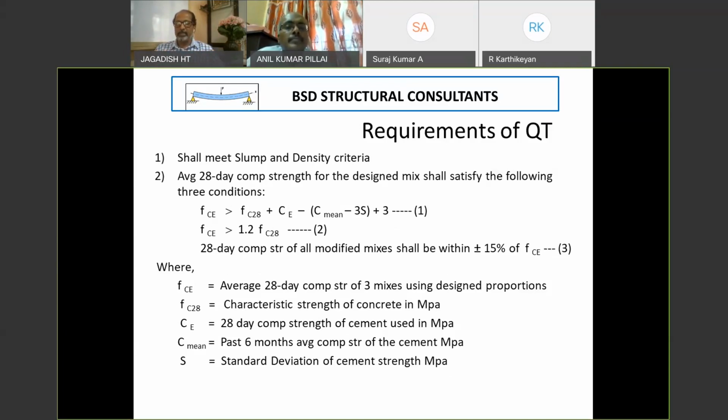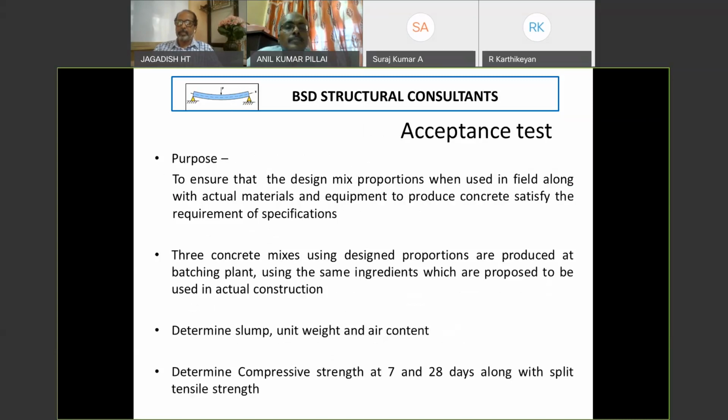Now let us see the next test. It is the acceptance test. With the acceptance test, we now move from the lab to site. What we do here is we go to field conditions. We take the mix design from the lab and go to the field condition.